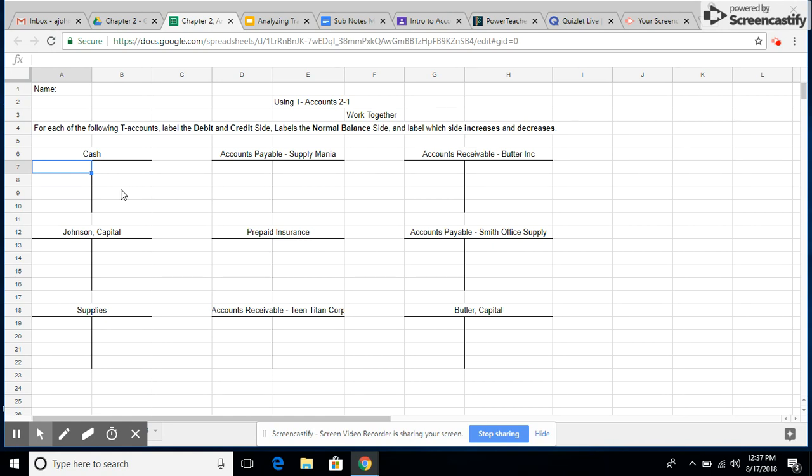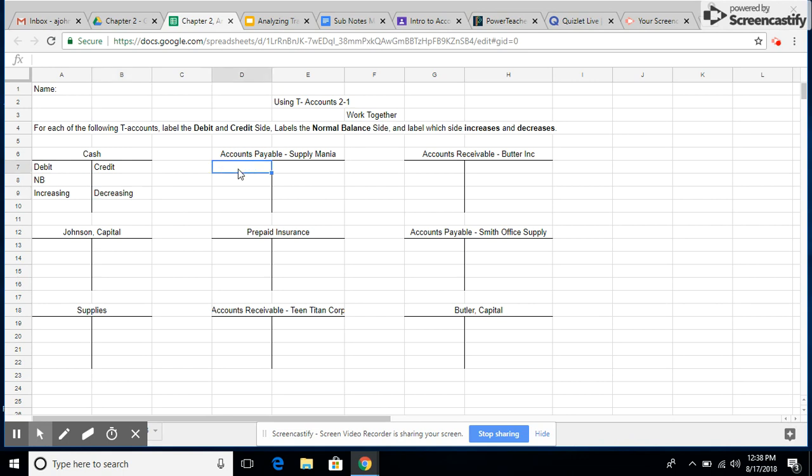Cash is an asset, okay? So the first thing we want to do is label the debit side and the credit side. If you remember, the debit side is the left side. So this would be the debit side, and the right side would be the credit side. Cash is an asset, so it's going to have a normal balance on the debit side. And the normal balance side is the side that increases. So the debit side is going to be the increasing side for cash, and the credit side is going to be the decreasing side for cash.